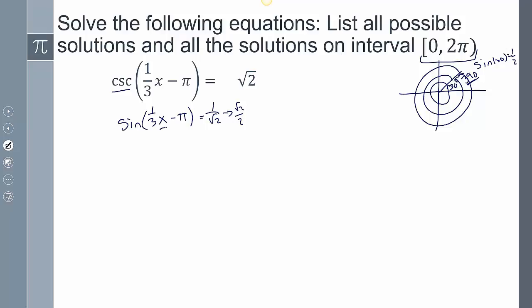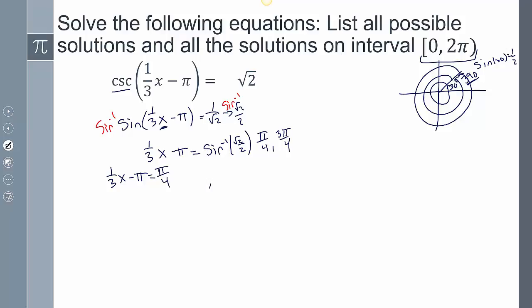Since we're solving for the variable x here, to get rid of the sine, I do want to take sine inverse to both sides. If I take sine inverse to both sides, I'm going to get 1/3 x minus pi equals the sine inverse of radical 2 over 2. And so the question is, in terms of radians, what angle gives me radical 2 over 2? On the unit circle that's going to be pi fourths and 3 pi fourths. So I can say that 1/3 x minus pi equals pi fourths and 3 pi fourths.